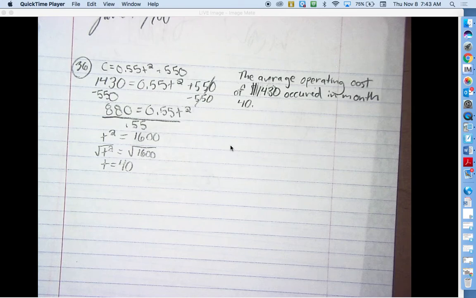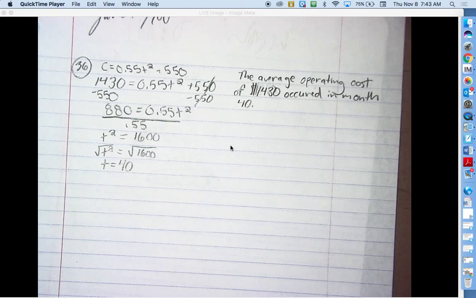So he plugged in the amount that you were looking for, the cost, and then he solved for the t squared by trying to get it by itself, as if it were a t or an x. Just because it's squared doesn't mean the process is changing. So exactly as he said, he took the 550 to the other side, divided by 0.55, and then took the square root of both sides.